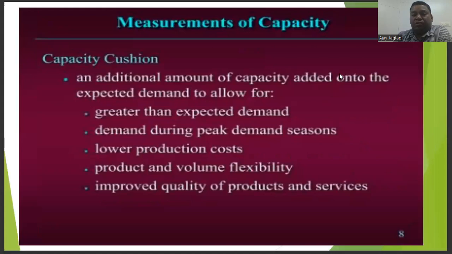Capacity cushion is the additional amount of capacity added to the expected demand, so that the flow is greater than the expectation of demand. Benefits include meeting demand during peak demand seasons, lower production costs, product and volume flexibility, and improved quality of the product or service.